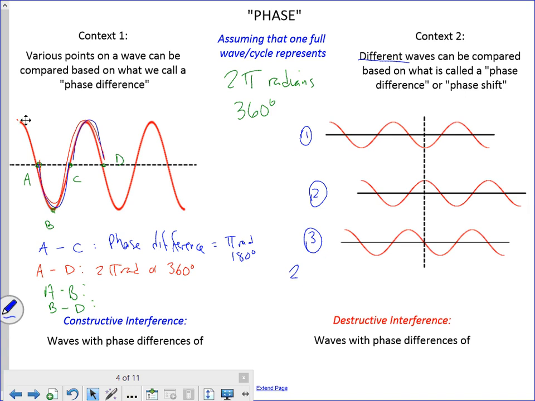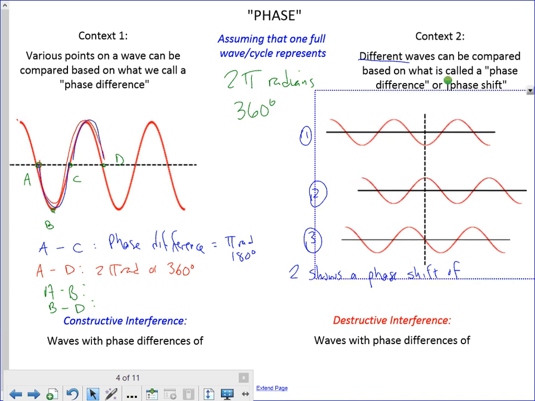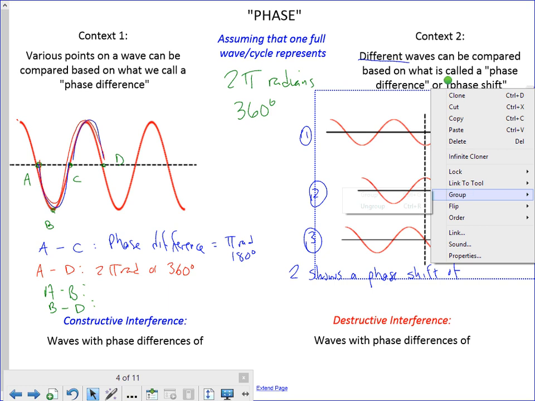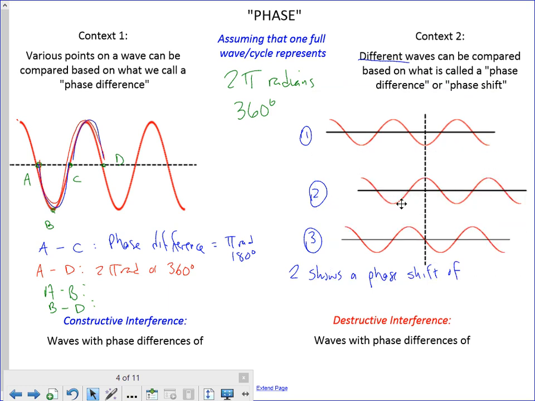Wave 2 shows a phase shift compared to wave 1, and quite literally, here's what I mean. Oh wait, I've got to ungroup. Let me ungroup. So it's really saying now they're lined up, right? Now they're in phase.